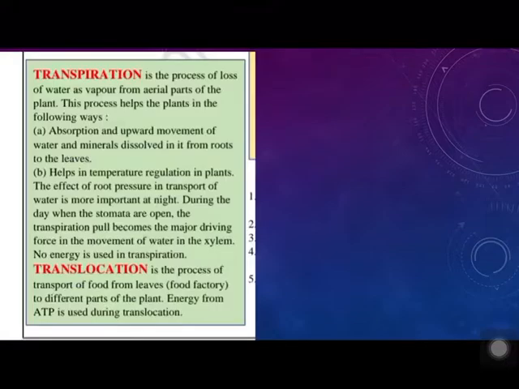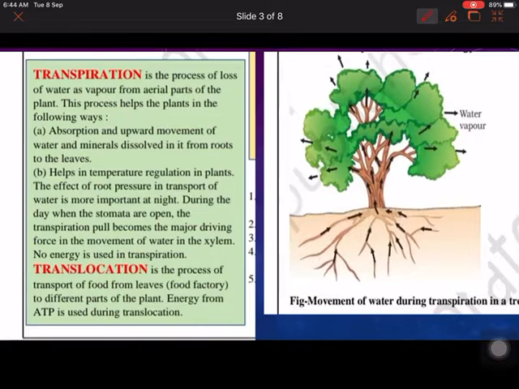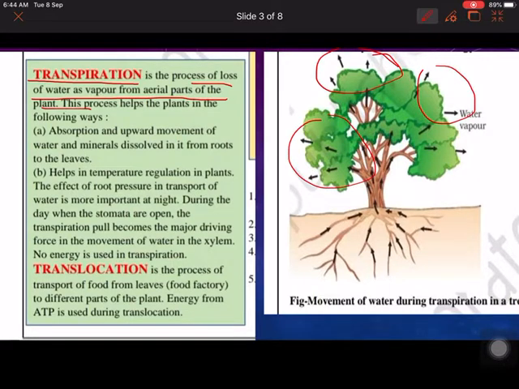Now in this transportation system, there are two processes. One is transpiration. It is the process of loss of water vapor from the aerial parts of the plant, generally leaves. This loss of water from aerial parts creates a suction pressure, which helps the rise of root water in the upward direction. This upward movement of water and minerals dissolved in it from roots to leaves also helps in temperature regulation in plants.